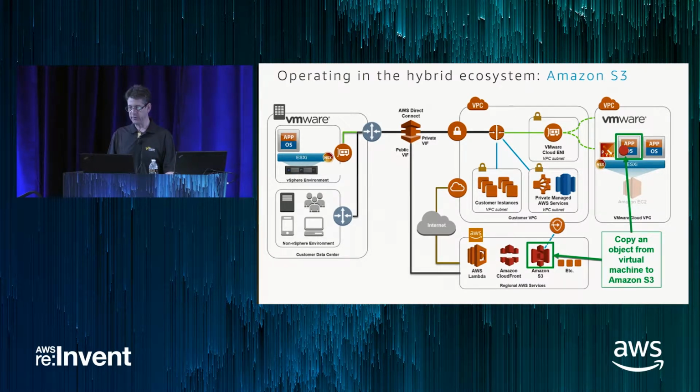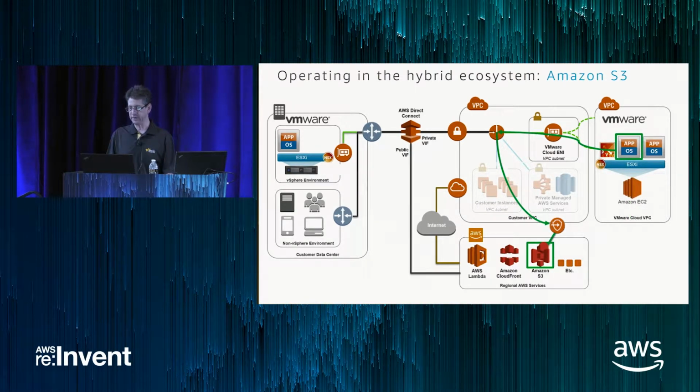So the way we do that is we create a path that goes through the VMware Cloud Elastic Network Interface, and that Elastic Network Interface acts as an endpoint, and that's where we provide firewall rules and ACLs. And so, from a VMware Cloud application, you're able to directly target Amazon S3 as a service through the Amazon VPC endpoint for S3.